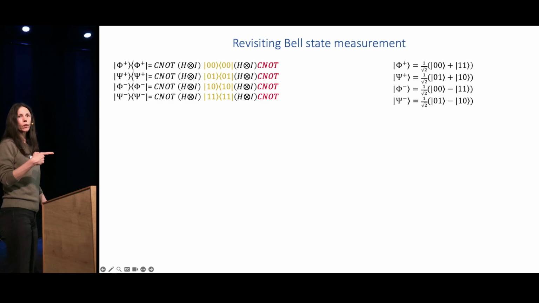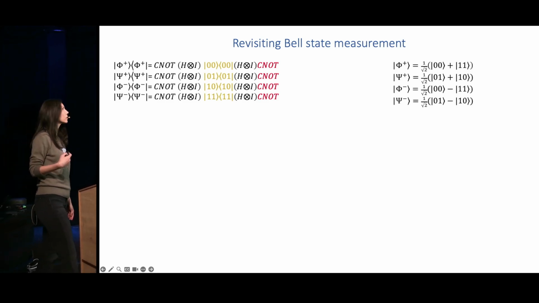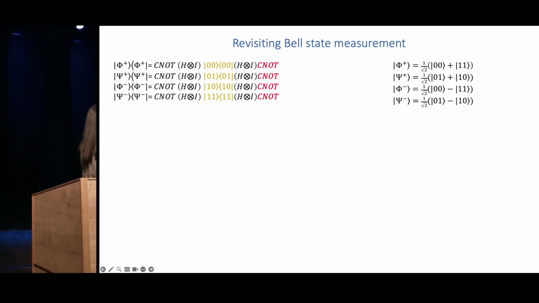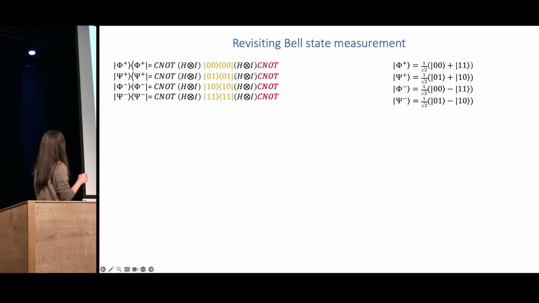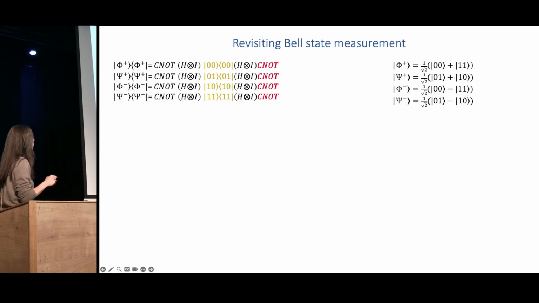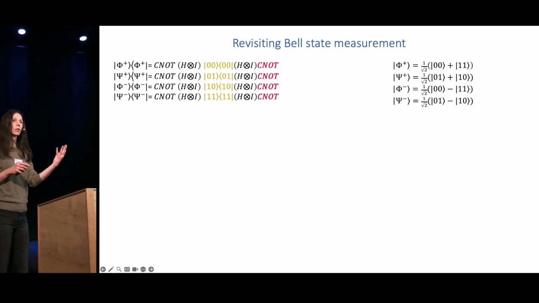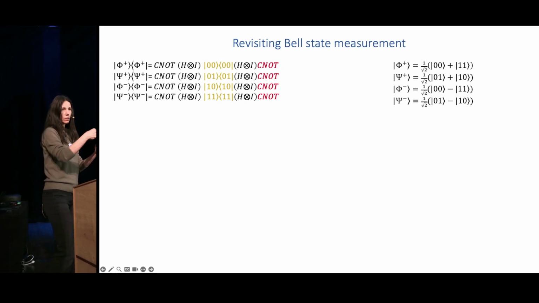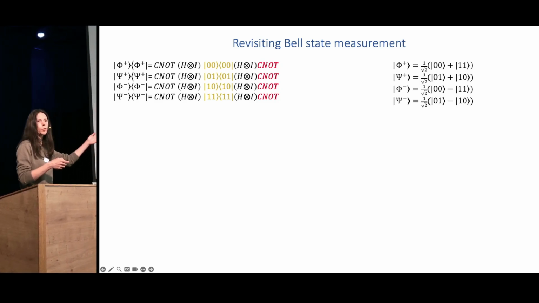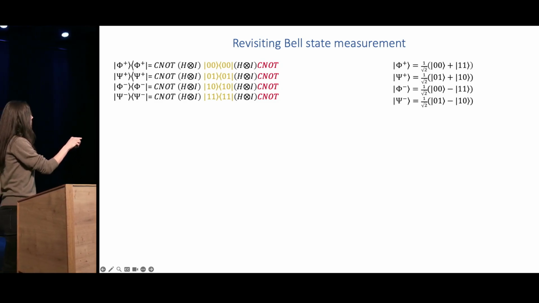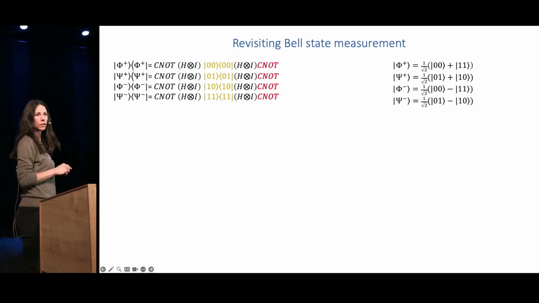Now, let's go back to this point of Bell state measurement. What is a Bell state measurement? Mathematically, it is represented by 4 projectors. It's a 4-dimensional Hilbert space. These are orthogonal states. If I measure in the Bell basis, I have to end up in a Bell state. So these are projectors onto the Bell states.